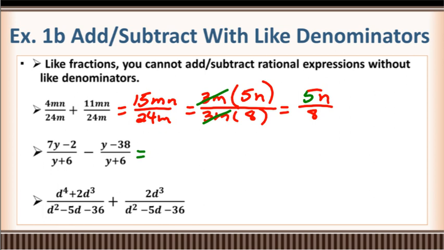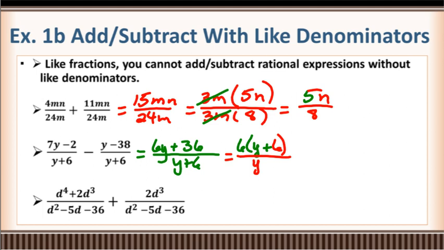Next one, the common denominator is y plus 6. In the numerator, I have 7y minus y, which is 6y. Negative 2 minus a negative 38, which is a negative 2 plus 38, which would give us positive 36. And I can simplify, I can factor out a 6. That leaves me with y plus 6. And in the denominator, I already have y plus 6. And so the y plus 6 cancels out, and I'm left with 6.